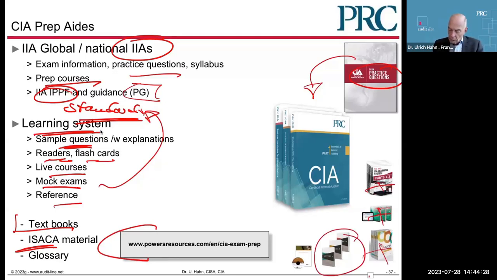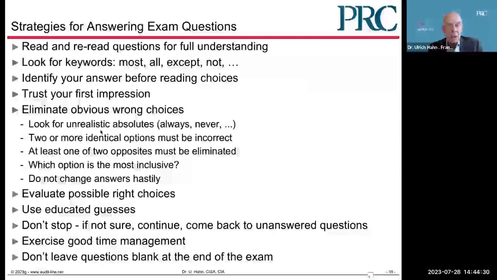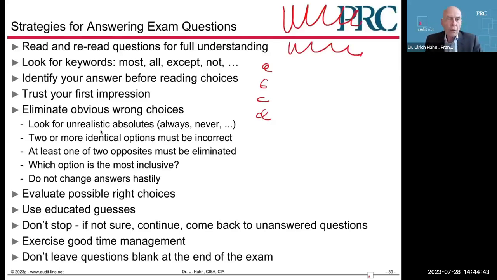Okay, let's see. Then strategies for answering the exam questions. Maybe 1 point. If you sit in the exam, you have 4 answers, A, B, C, D. You have a question, and sometimes you have a lot of explanation before that. It's often describing a situation, and that can be very long. I will show you an example in a second. You have a question and you have 4 options to answer.